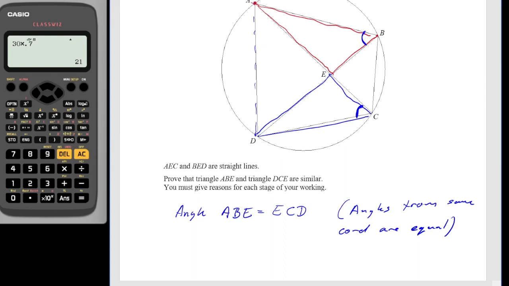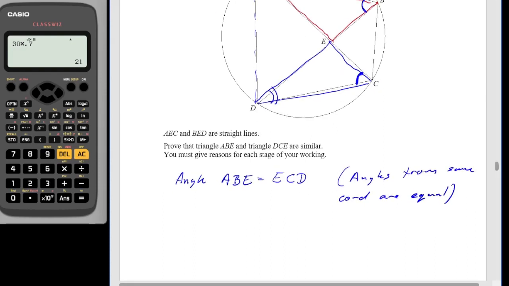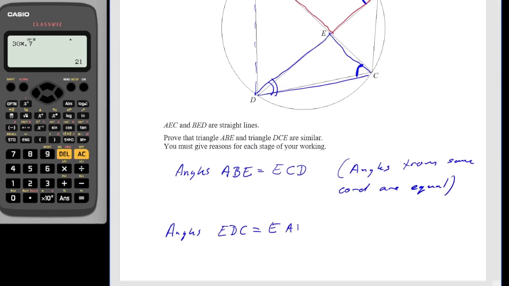And then I'm going to do the same for this angle and this angle because they also come from the same chord, BC. So I'm going to say angles EDC is equal to EAB for the same reason. Angles from same chord are equal.